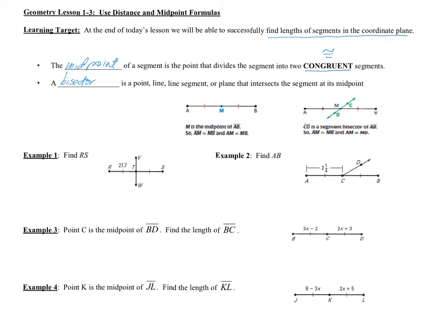So here, M is the midpoint of segment AB, so AM is considered congruent to MB. And line CD will be the segment bisector of segment AB. So we can say AM is congruent to MB.